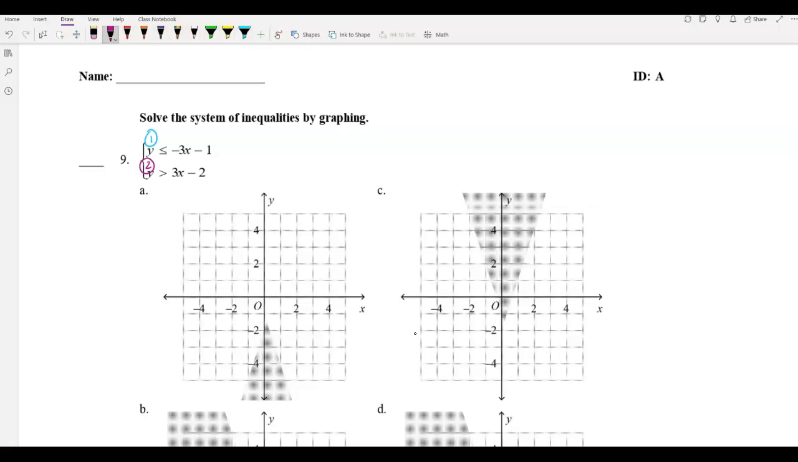So in option 1, we have a slope of negative 3 over 1, which is down 3, right 1, with a y-intercept of negative 1. We are less than or equal, so we are a solid line. So I'm going to go to my y-intercept at negative 1, which is right here. I'm going to go down 3, over 1, up here, down 3, over 1, and I'm going to make my solid line.